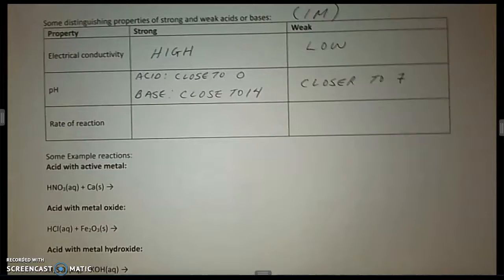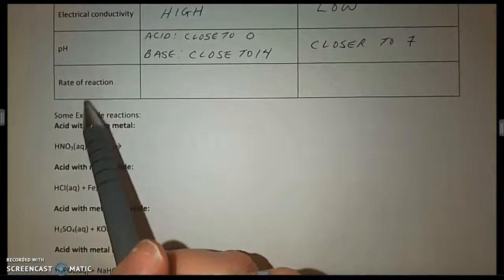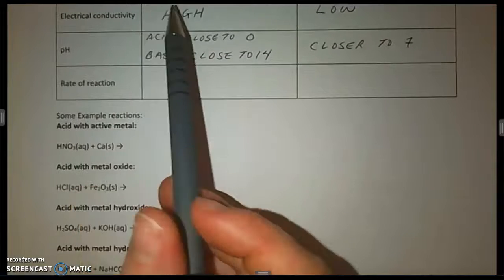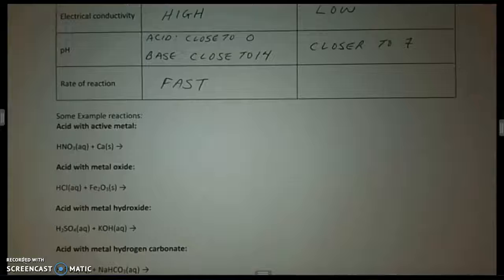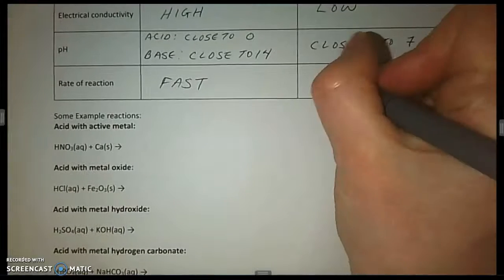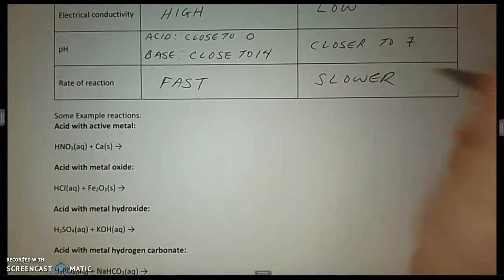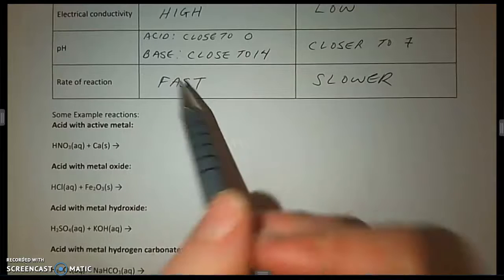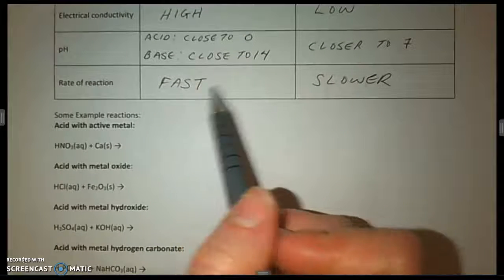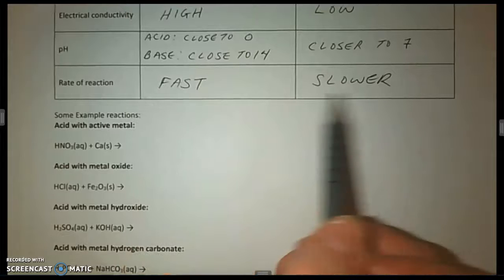And then the last property we're going to talk about, the chemical property rate of reaction. A strong acid or base is going to have a fast rate of reaction. A weak acid or base, slower. And we encountered, when we talked about rates of reaction in topic 6, how we might measure a change in a certain property to get an idea of the rate of reaction. So if you have a strong acid, you're going to get a very fast reaction. And if you have a weak acid, you're going to have a slower reaction.